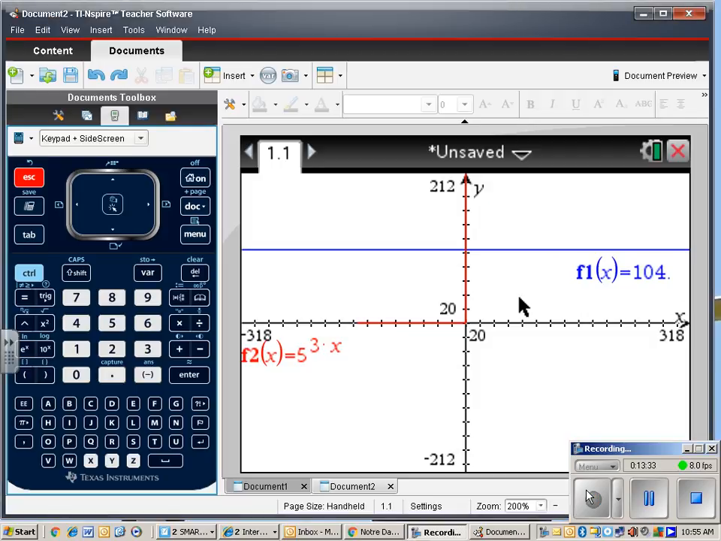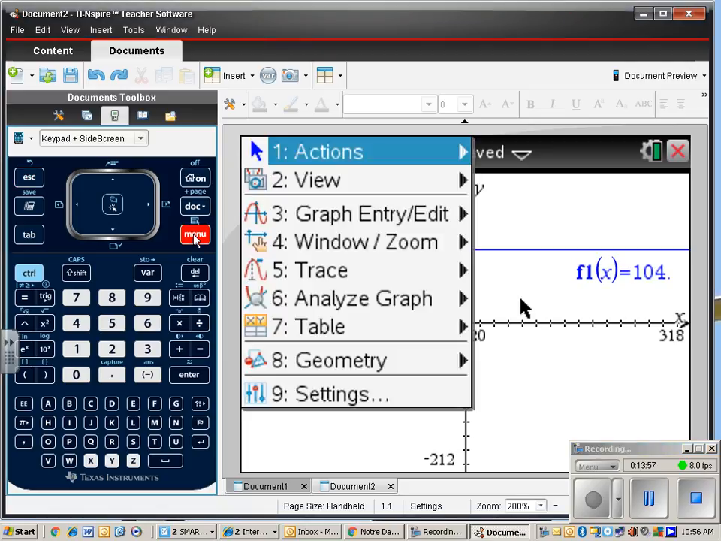So here I forgot to record, so we're kind of jumping in the middle. We have our two graphs. The blue line is y equals 103.6, the calculator rounded off. The red curve, which looks like it's on the y and x axis, is the equation 5 to the 3x. So I go to menu. If I went too quick, you get another chance here.